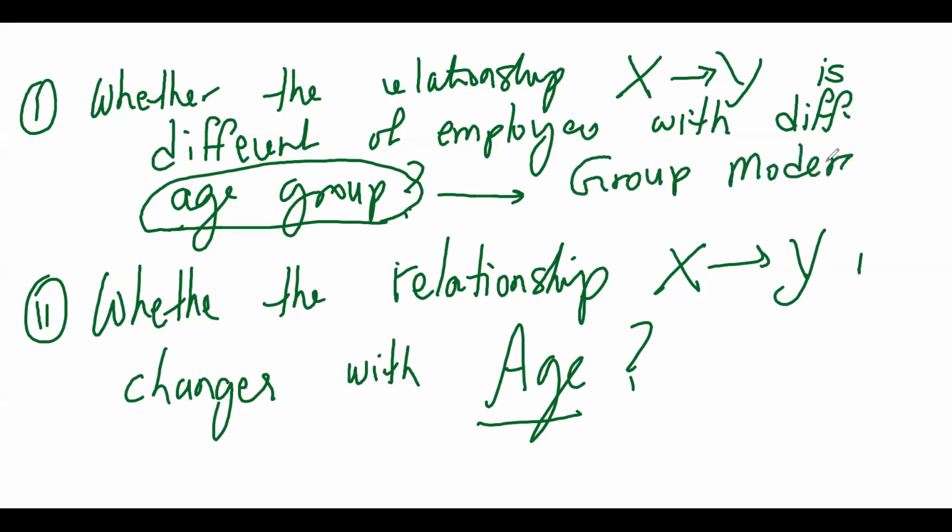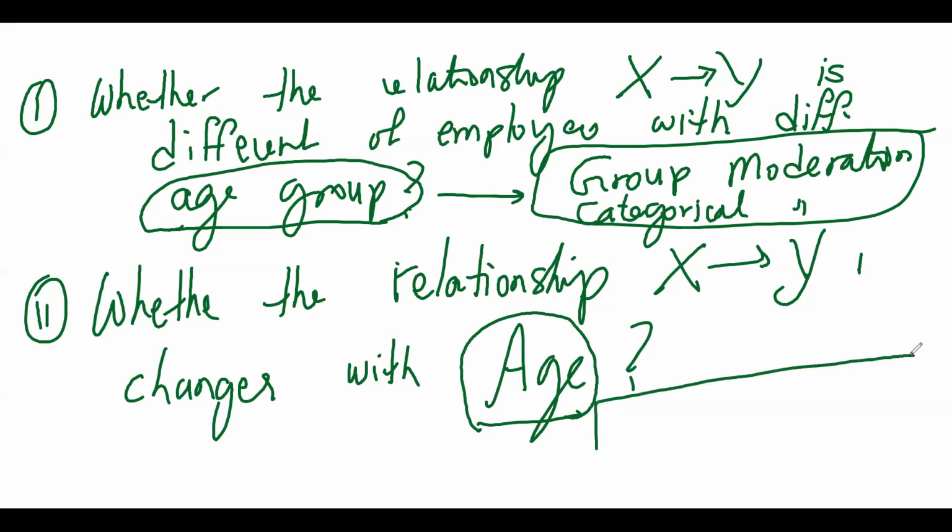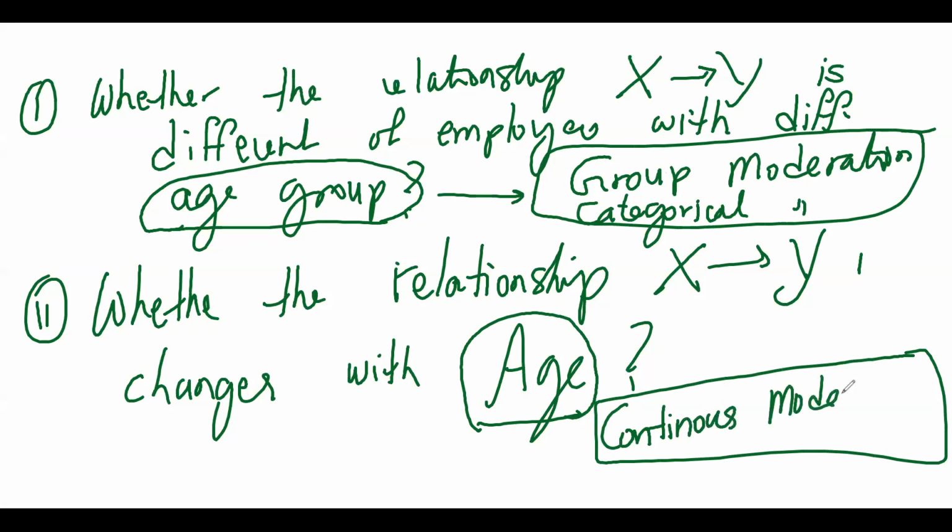Group moderation, or categorical moderation. But if you have a scale variable or a ratio variable as a moderating variable, this moderation is known as continuous moderation. And this continuous moderation is also known as interaction moderation.